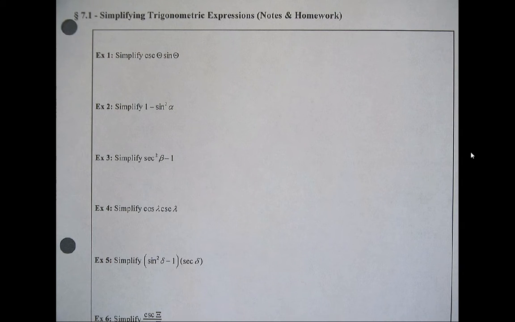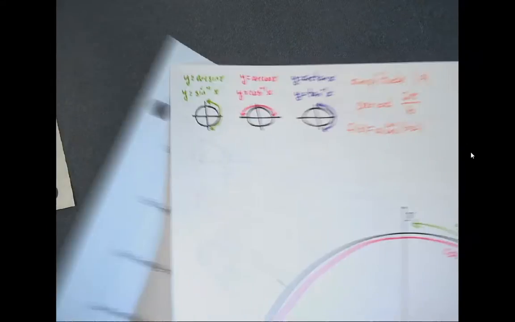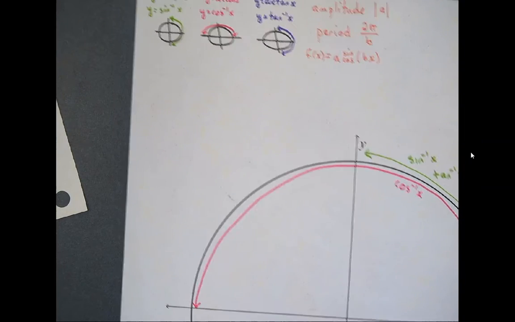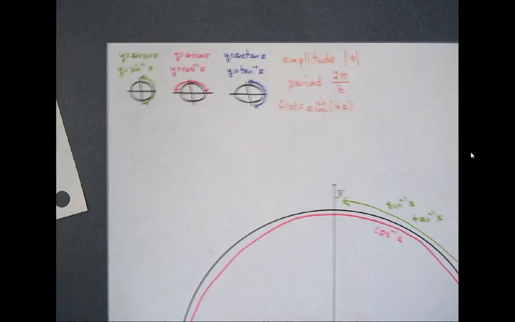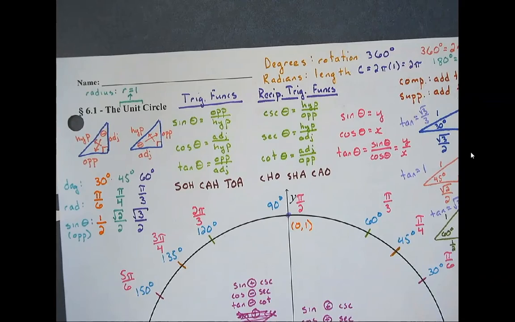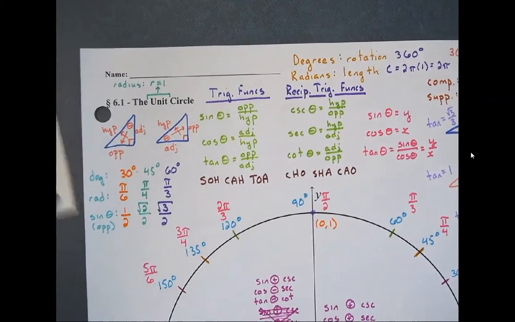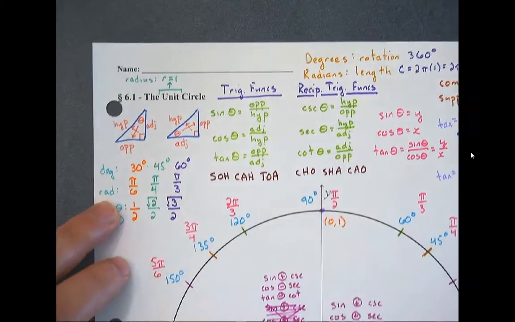To be able to do that, we have to understand that there are some tricks and some things that you should be looking for when it comes to trig expressions. So let's go to our unit circle and add a couple of things. I ran out of room on the front, so I'm going to put this on the back. First of all, I want to reintroduce this idea of the reciprocal trigs.